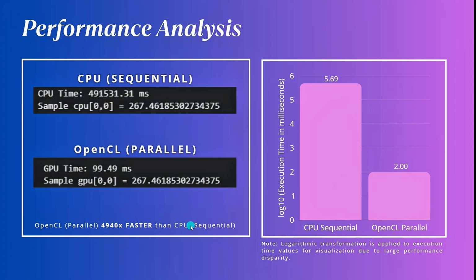However, there are bottlenecks. Our kernel uses only global memory and does not apply tiling or shared local memory, causing redundant memory access. So for future work, we plan to include local memory optimization, work group tiling, and kernel tuning. In conclusion, OpenCL significantly accelerates matrix multiplication while maintaining correctness, demonstrating the effectiveness of data parallel computing.